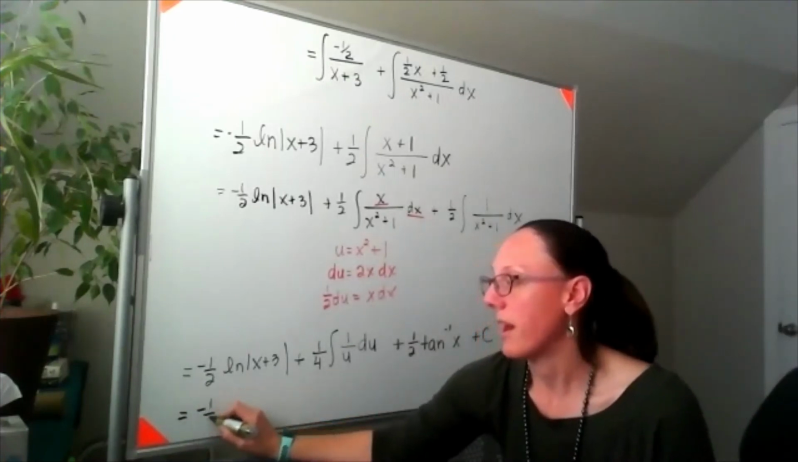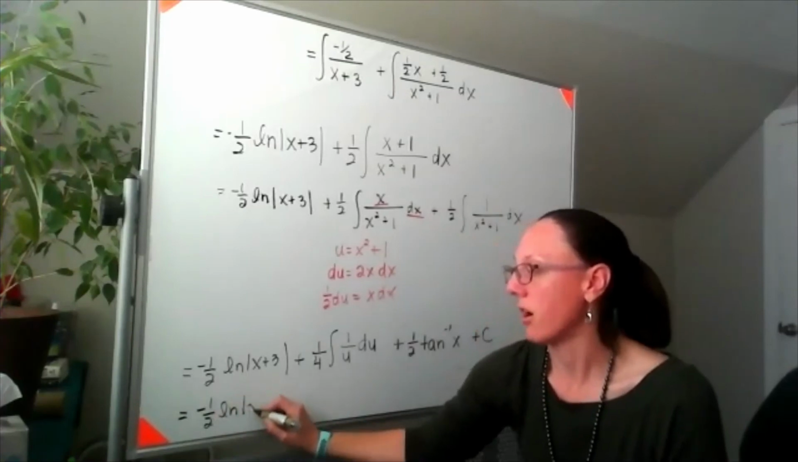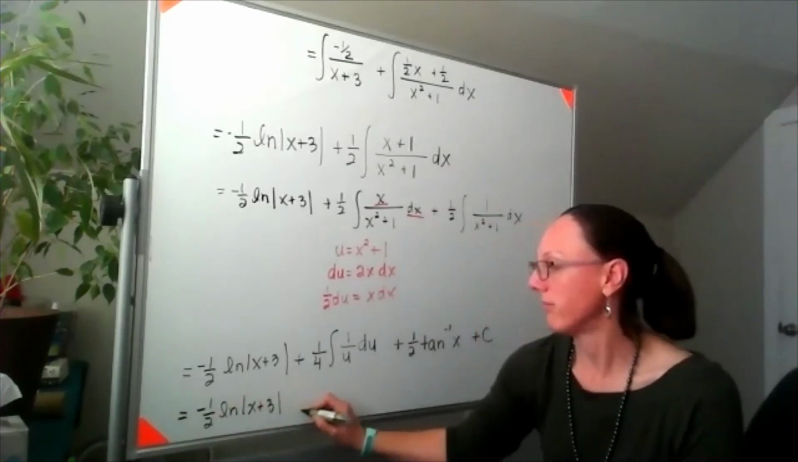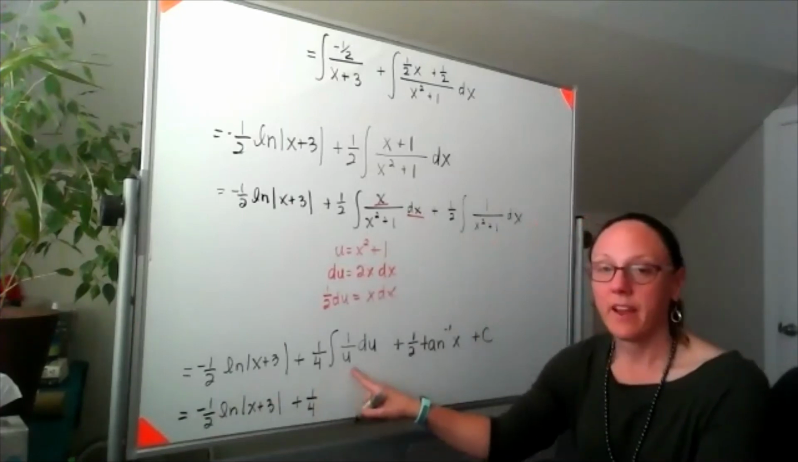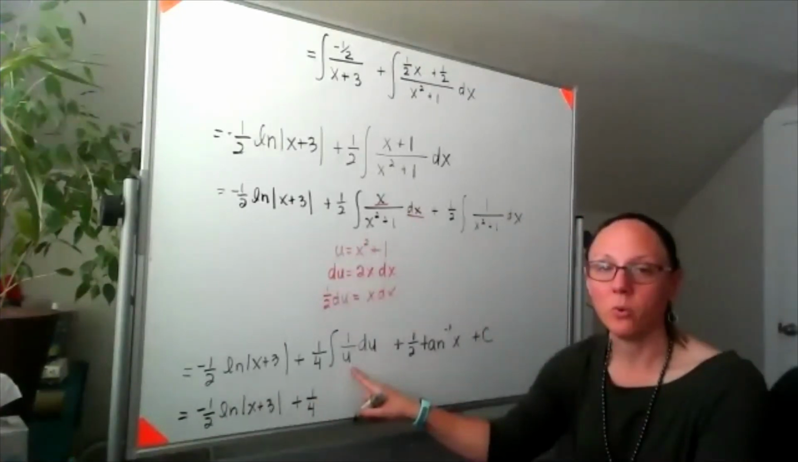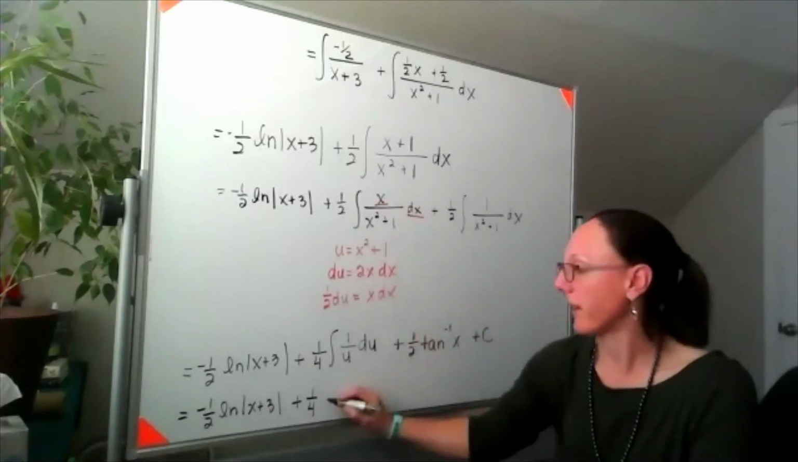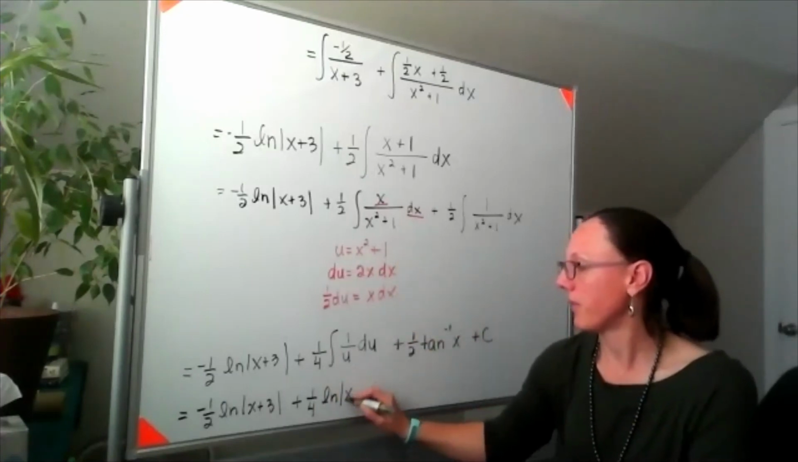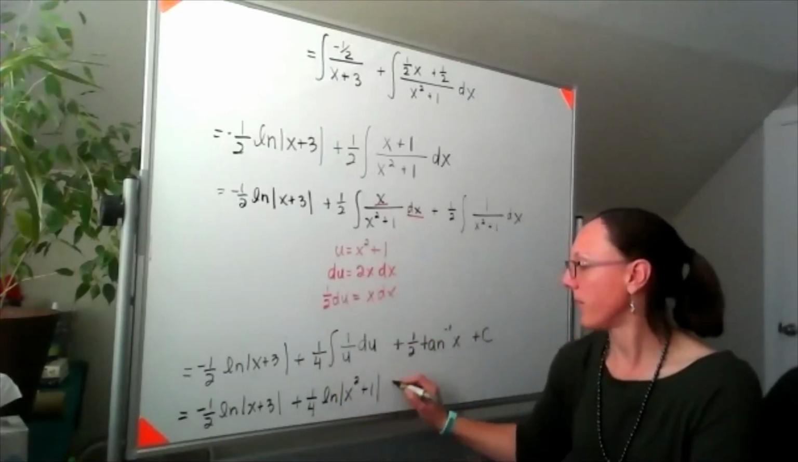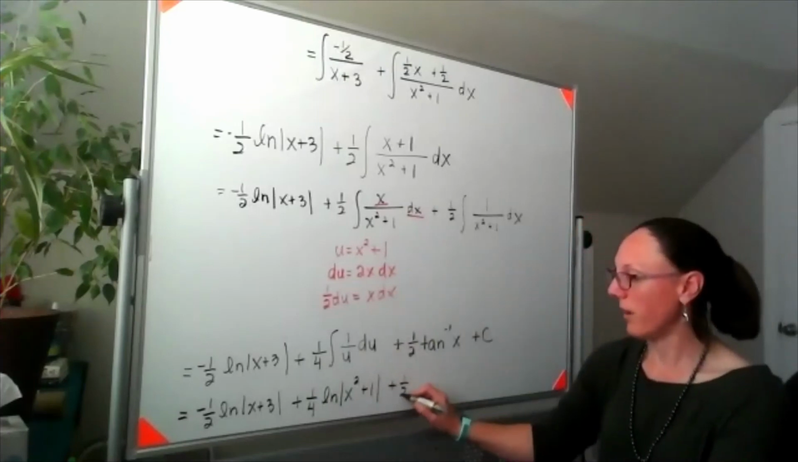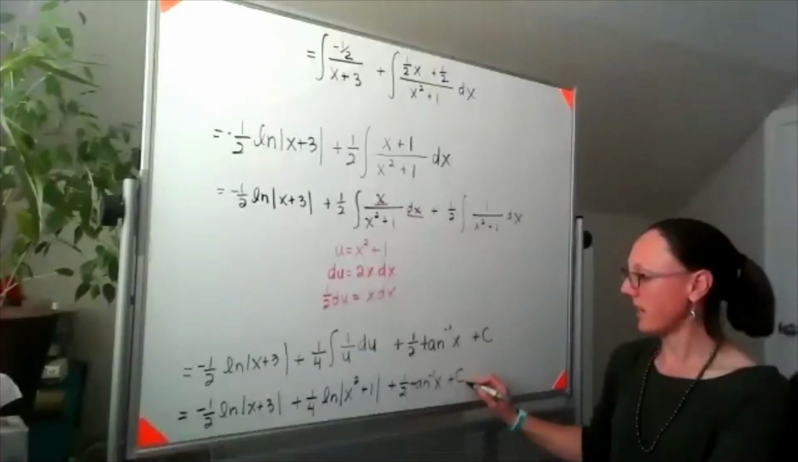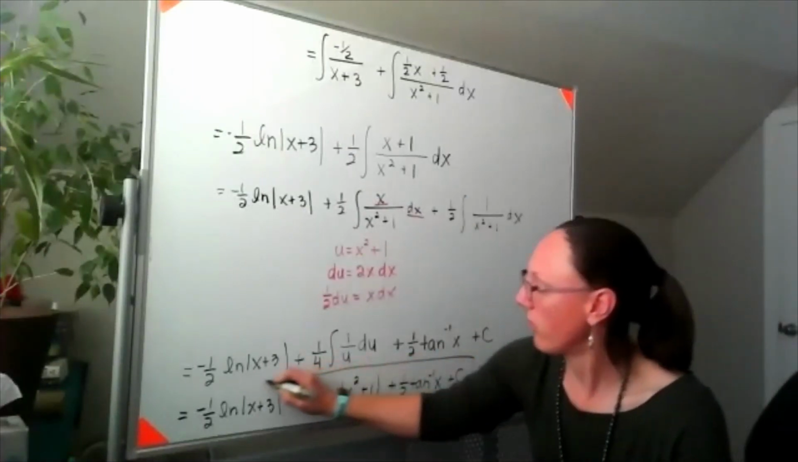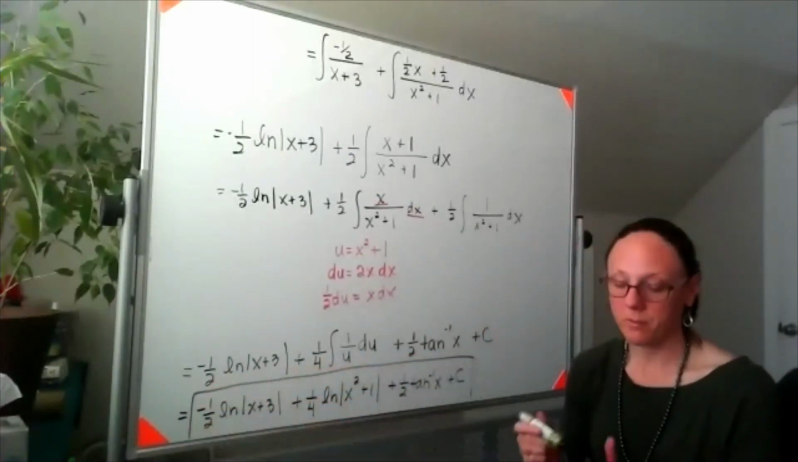So I'm looking at negative 1/2 natural log of x plus 3 plus 1/4. That integral would be natural log of u. And I'm going to go ahead and just plug the u back in. So ln of x squared plus 1 plus 1/2 tan inverse of x plus c. And that whole thing would be my final answer.